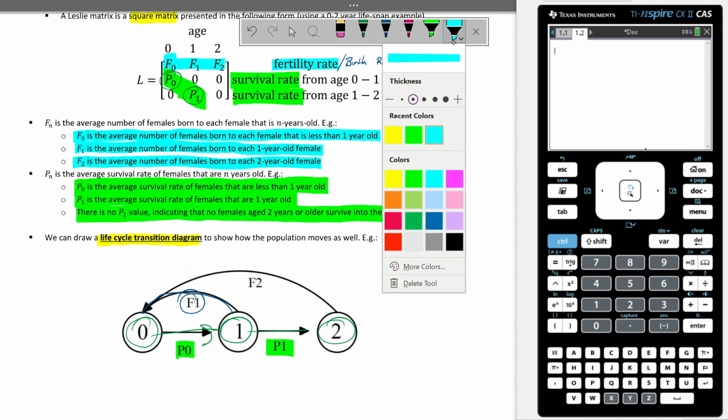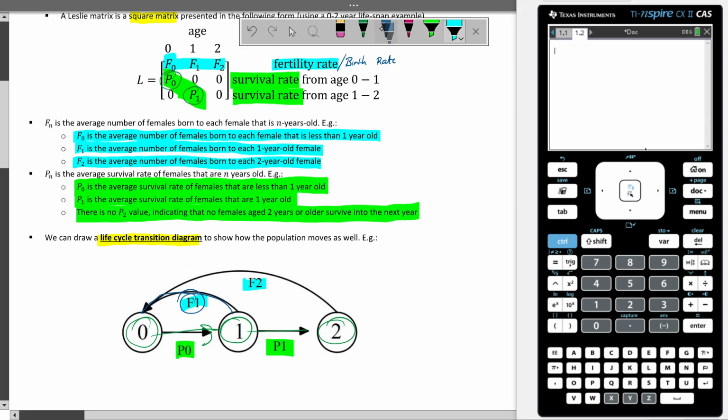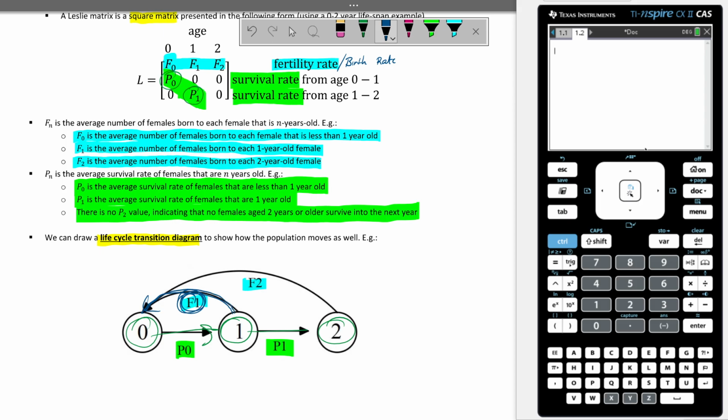Let me grab my highlighter. Fertility. So this is telling me, if I was to look at F of 1 for a second, what is the average amount of female babies born to female 1-year-olds? And as you can see, it's going back to 0 because when you give birth to a baby, it's 0-year-old. And then F of 2 here is telling me what is the average amount of babies born to female 2-year-olds. So the average amount of female babies born to female 2-year-olds. That's what's happening here. So this transition diagram is just another way of representing what we have in our Leslie matrix. So again, highlighting here is probably good because those numbers correspond to those.